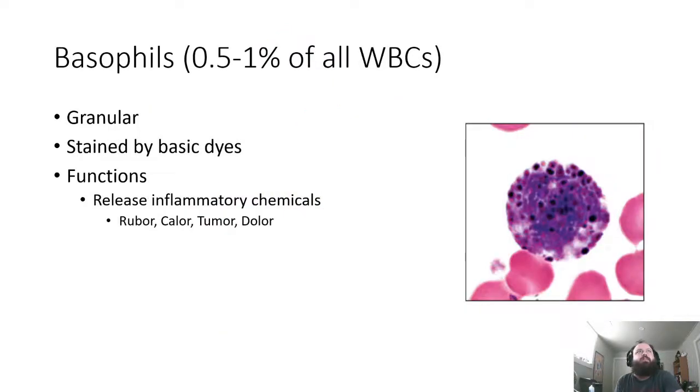and if it's already bound to an antibody, then there's already been some measure of an immune response taking place in your body. Basophils represent 0.5 to 1% of all white blood cells, so much less than the other ones. They are granular as well. You can see the granules here. Their nucleus is a little bit harder to see. They are defined by being stained by basic dyes. That's where the name baso comes from. And their functions are to release the inflammatory chemicals like histamine.